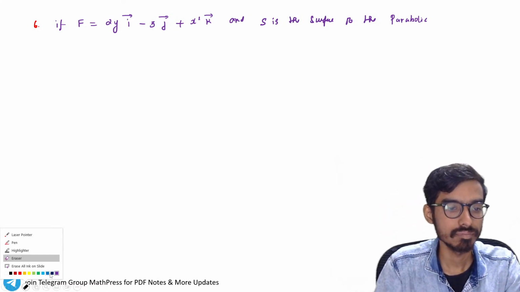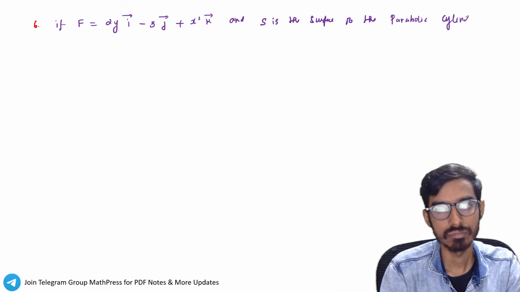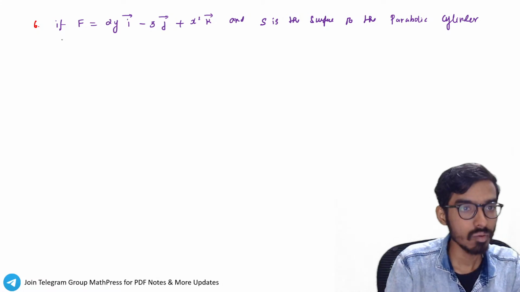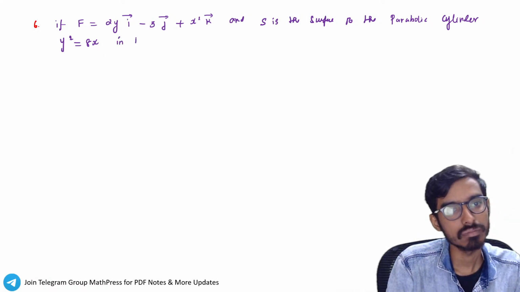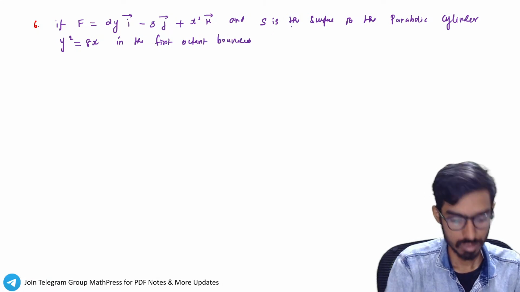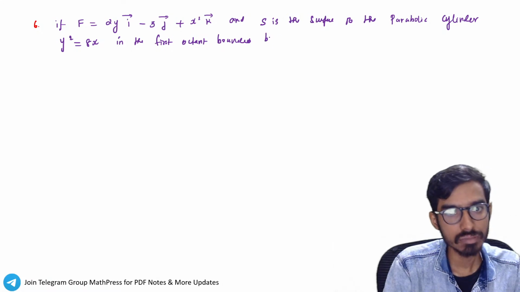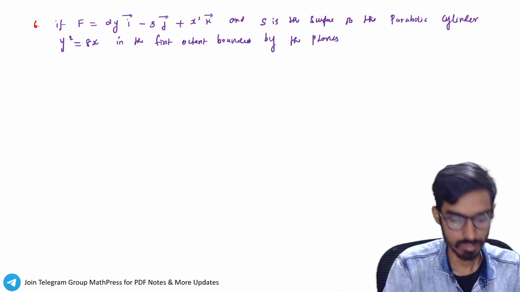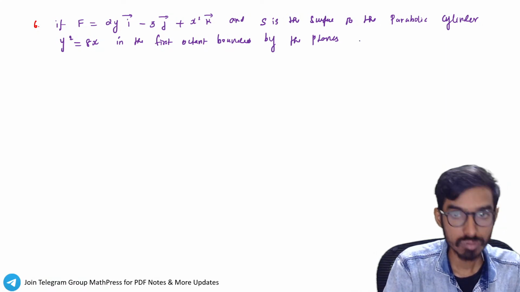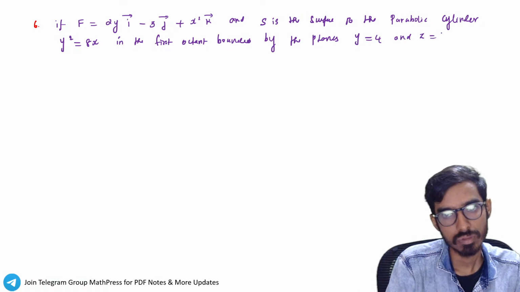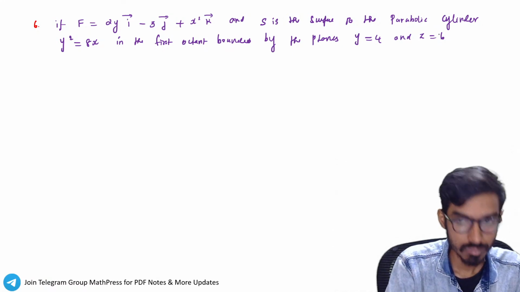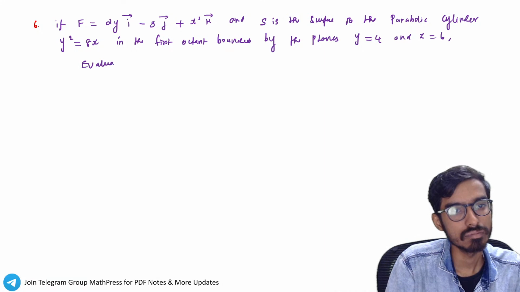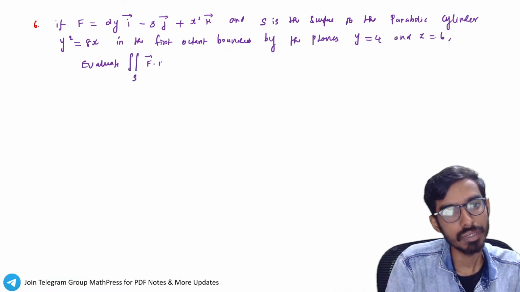Parabolic cylinder y square is equal to 8x, in the first octant, bounded by the planes y is equal to 4 and z is equal to 6. Evaluate the double integral over S of F vector dot n cap dS.